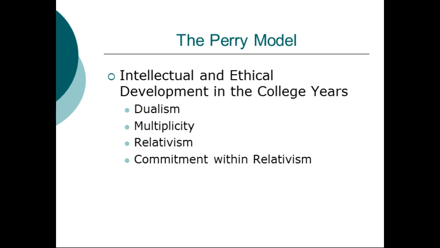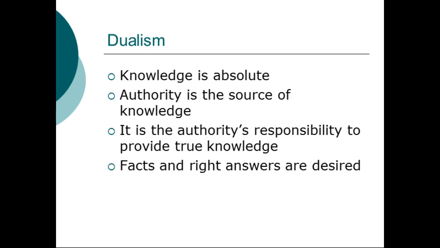So the Perry model has 9 stages, which fall into these 4 major categories. So those are dualism, multiplicity, relativism, and commitment within relativism. For our purposes, it's not important that we know all 9 stages. We're just going to focus on the 4 categories. So the first stage is dualism.